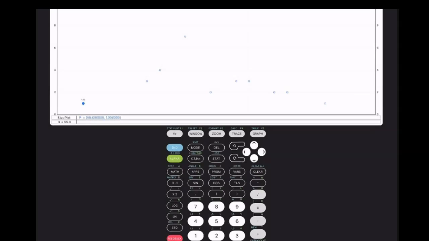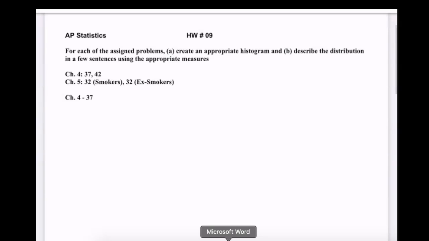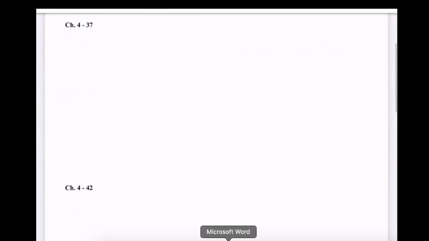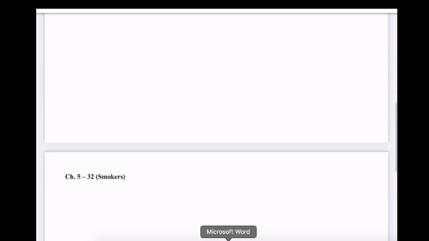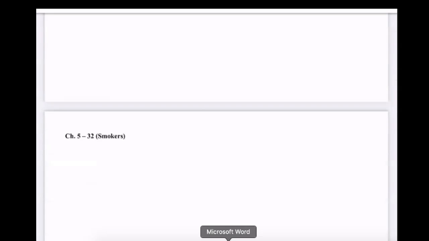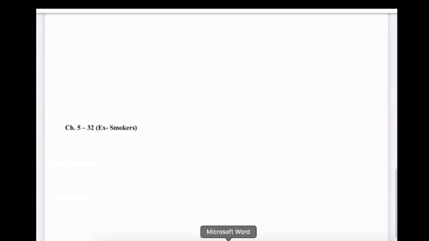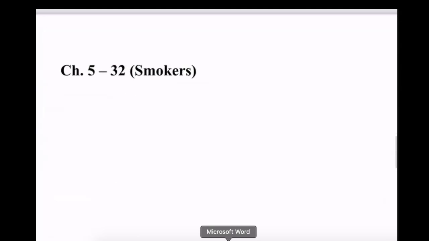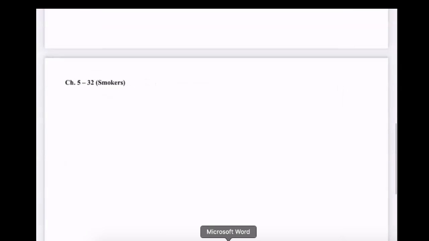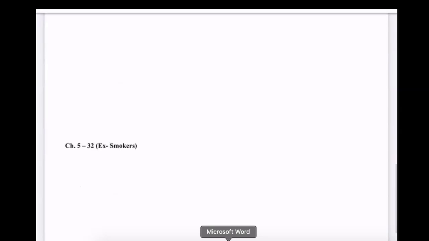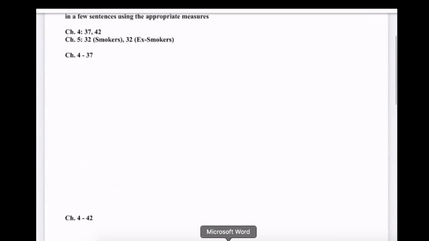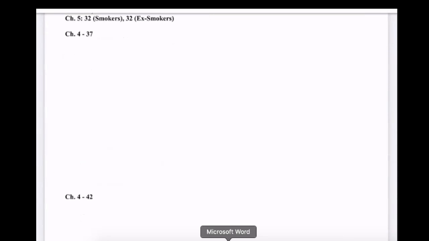But so you're using the data from problem 37, from 42, 32, and from chapter 5. Notice that's from chapter 5 because I just want you to use the data, and also the data for 32 for just the ex-smokers. Okay, so you're going to use problems in the data from 37, 42.